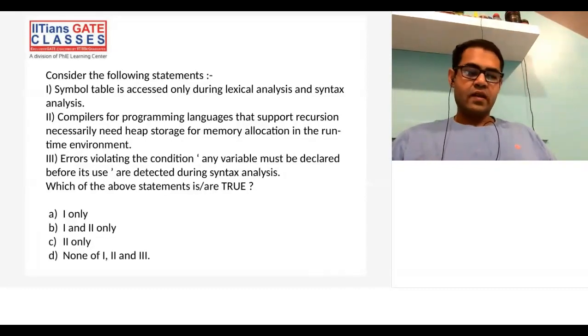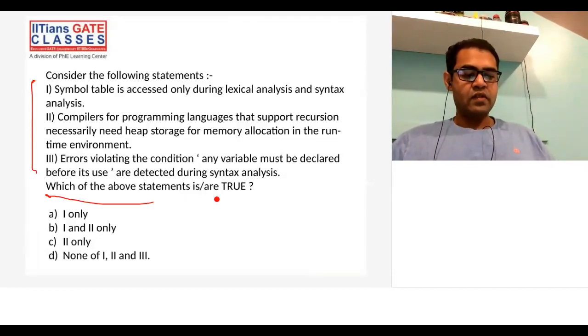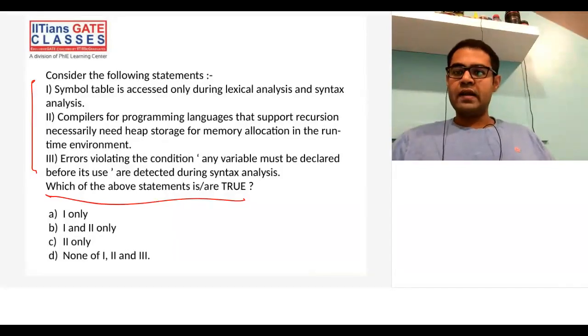Now they are saying, consider the following statements. These three statements are given, and ultimately the question is, which of these statements are true? We'll tackle one statement at a time and try to see if that statement is true or false. The first statement is, symbol table is accessed only during lexical analysis and syntax analysis.